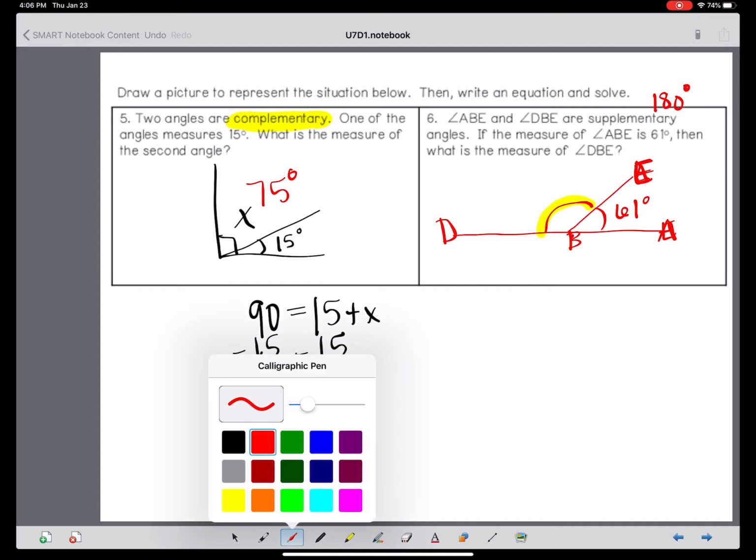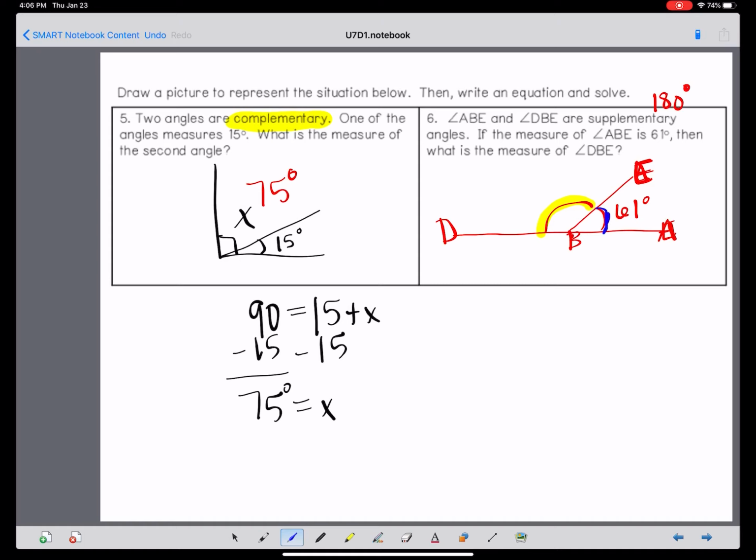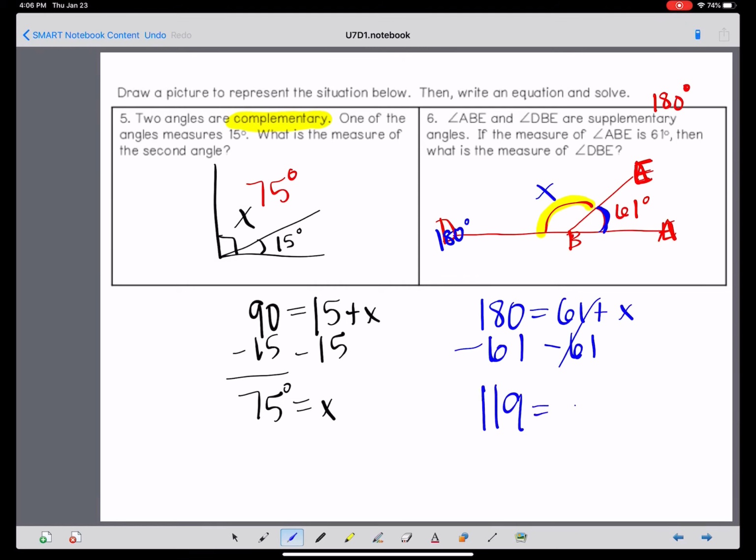Well, how could we figure that out? If this is 61 degrees, we know that our straight line is 180. So what we could do for our equation is 180 is equal to 61 plus our X value. And then we just go ahead and solve. So I'm going to subtract 61 from both sides. Let's see what I end up getting. 180 minus 61 gives me 119 as my X value. 119 degrees, sorry. And then make sure you circle your answer. It makes it super easy for people to go ahead and grade that.